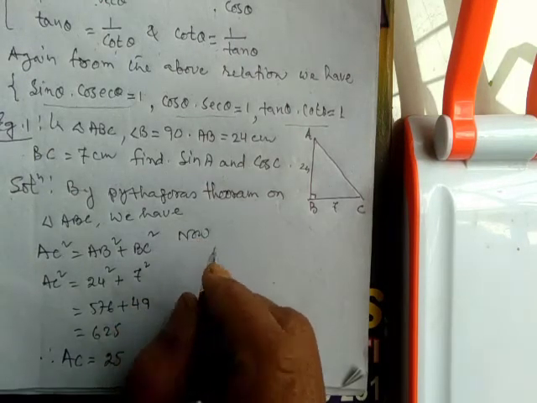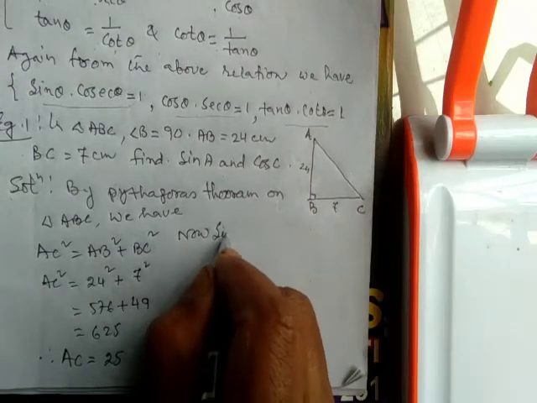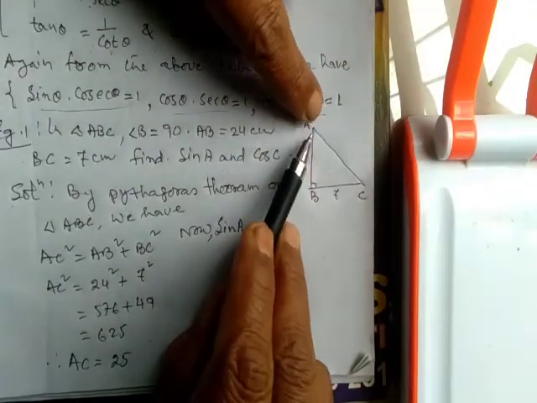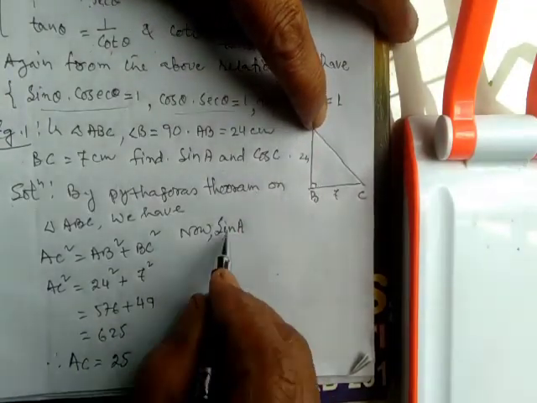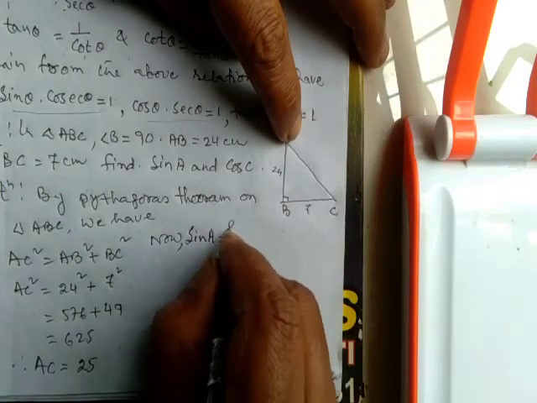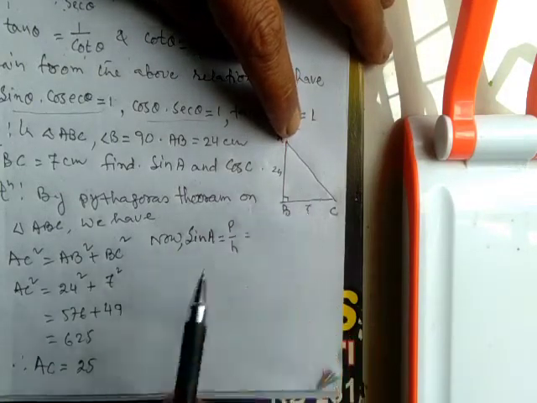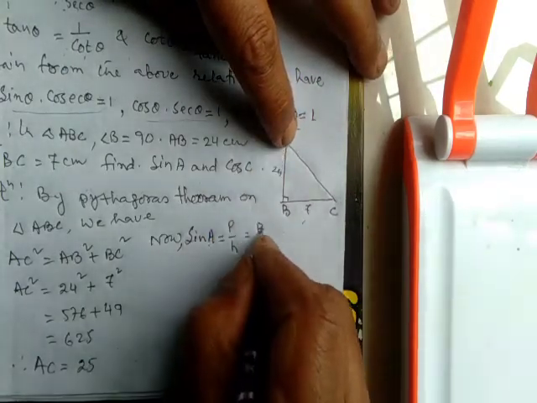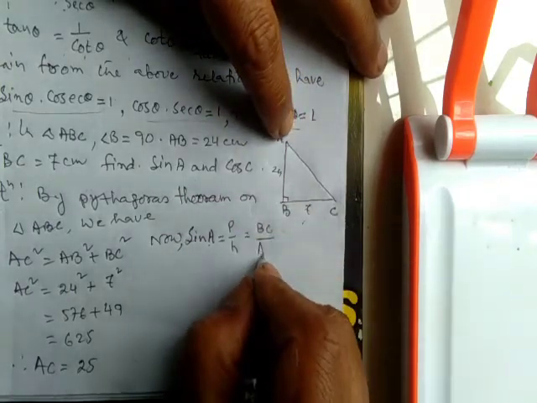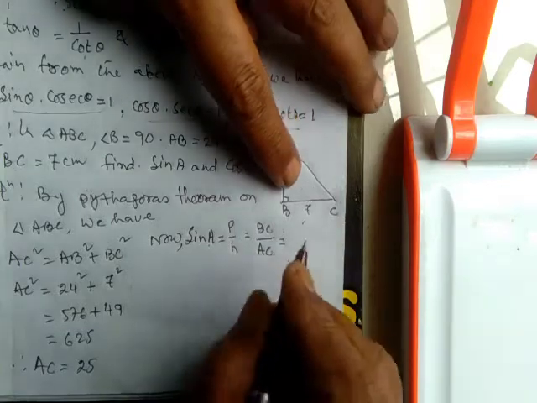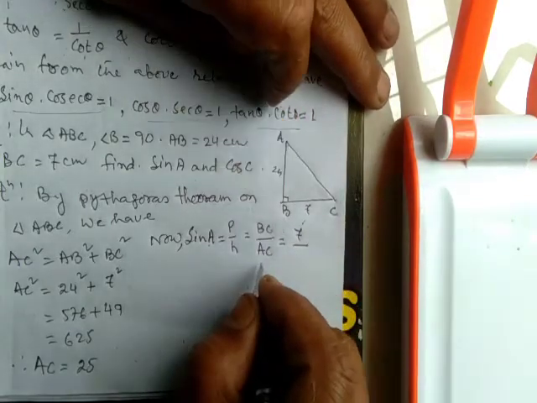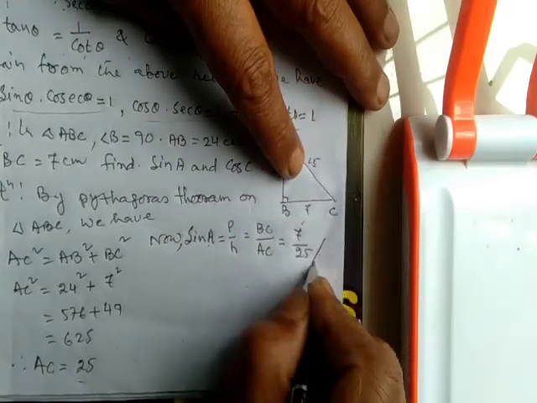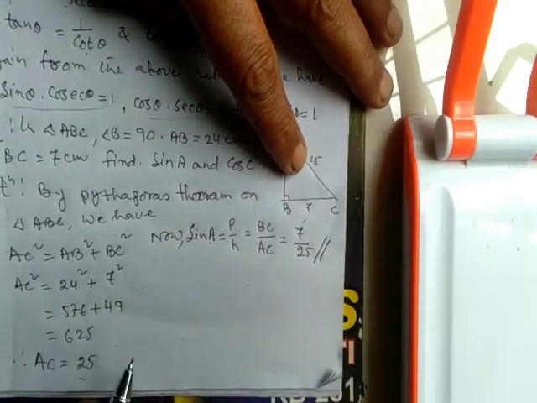Now sin A. Sin A means this is the angle, so the side opposite to this angle will be the perpendicular. Sin is perpendicular by hypotenuse. Angle A is mentioned, so the perpendicular is the side opposite to angle A, which is BC, and the hypotenuse is AC. BC is 7, AC is 25. Thus you got sin A is equal to 7 by 25.